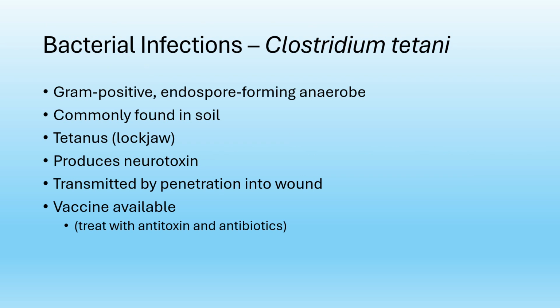Clostridium tetani. Clostridium is gram-positive. It is anaerobic, and it is endospore forming. It's commonly found in the soil. It causes tetanus. A common term for tetanus is lockjaw. Clostridium tetani produces a neurotoxin.